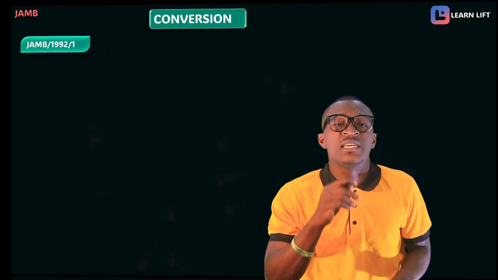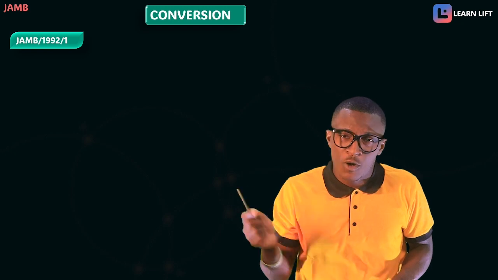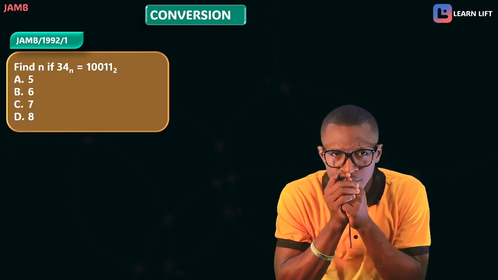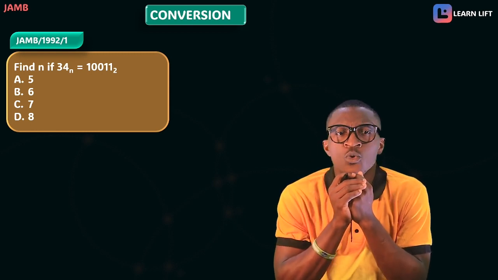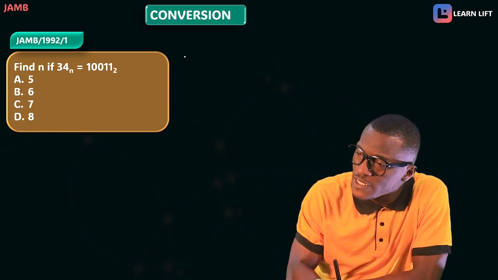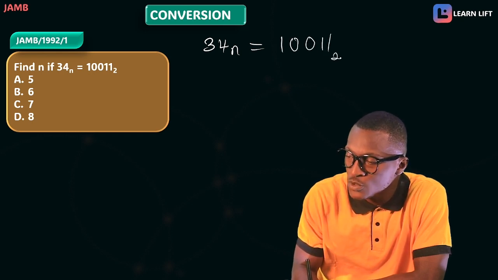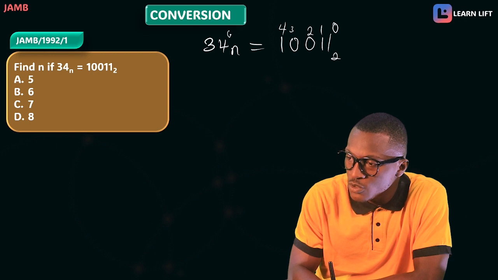The question is JAMB 1992 question 1. Hope you're enjoying the series on number base. If 34 base n is equal to 10011 base 2, what's the value of n? Find n. First of all, given 34 base n is equal to 10011 base 2. So this will be position 0, this will be 1, this will be 2, this will be 3, and this will be 4. This will be 0, this will be 1.